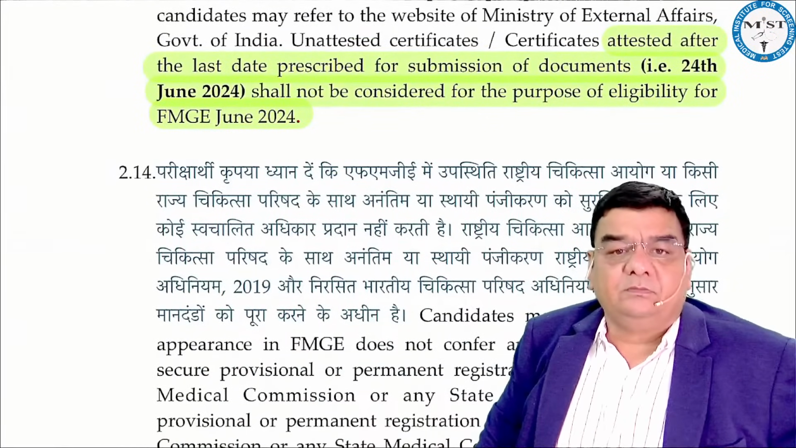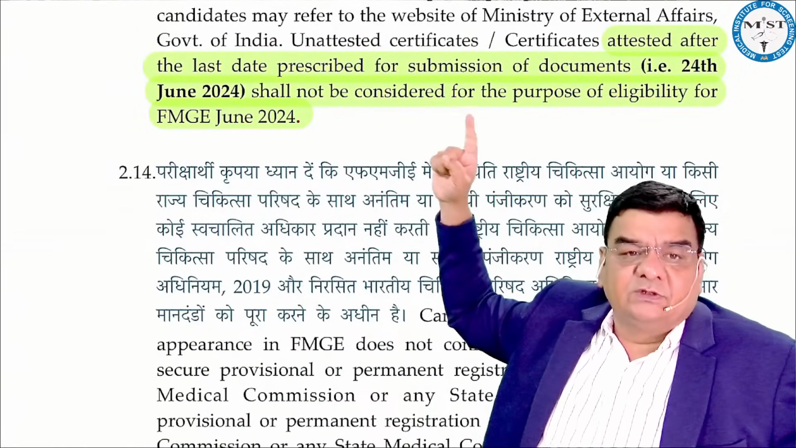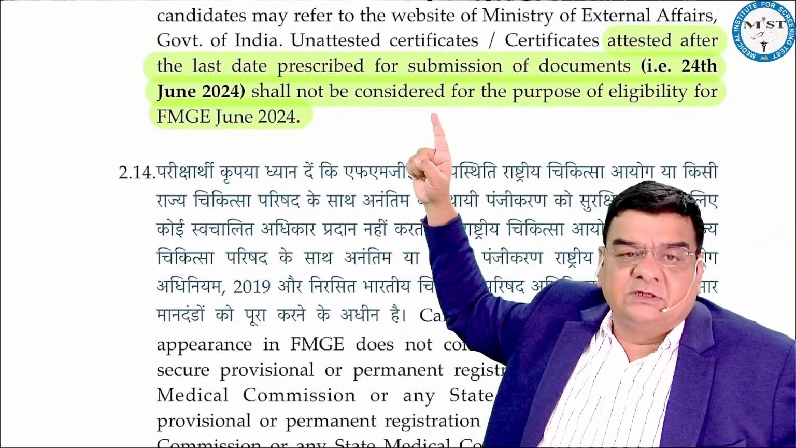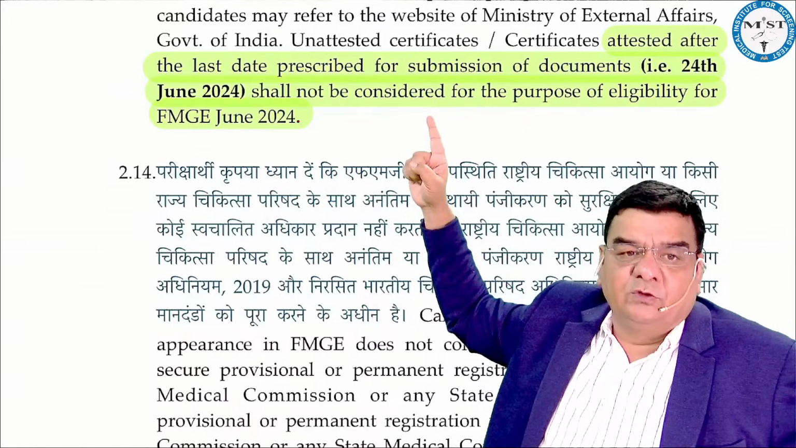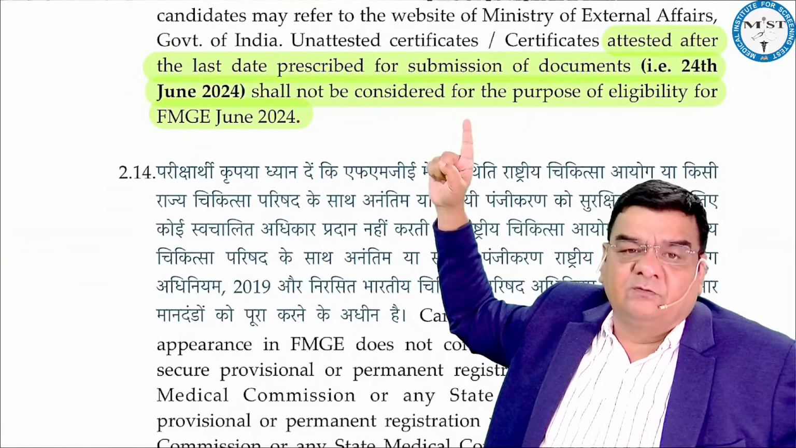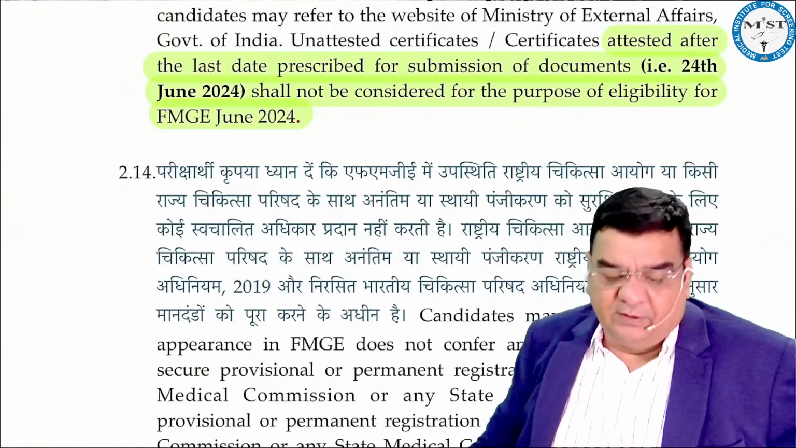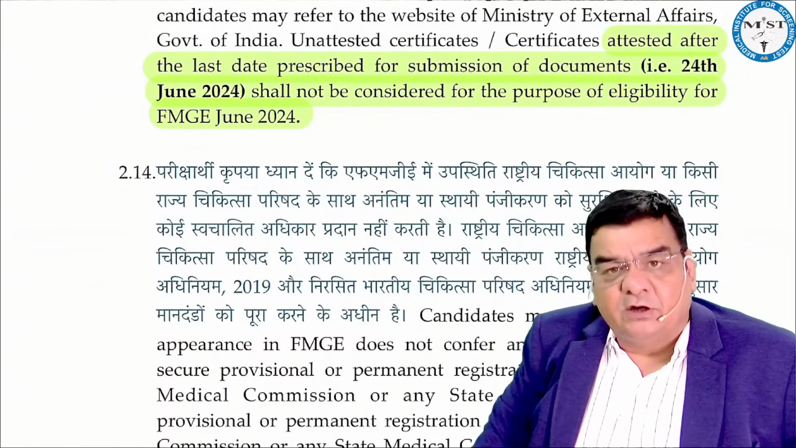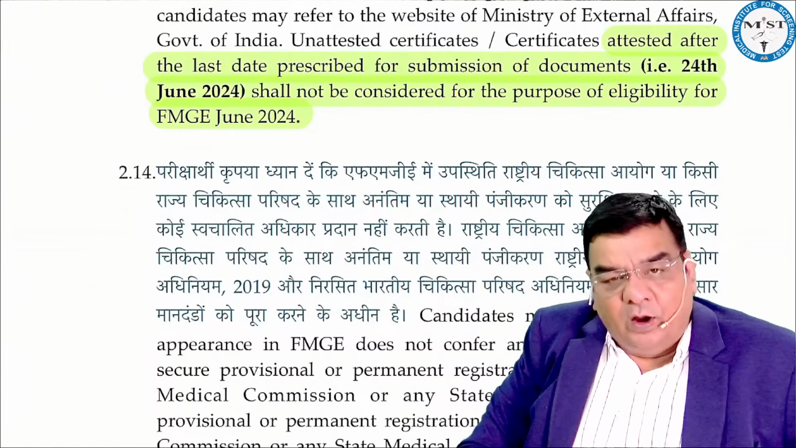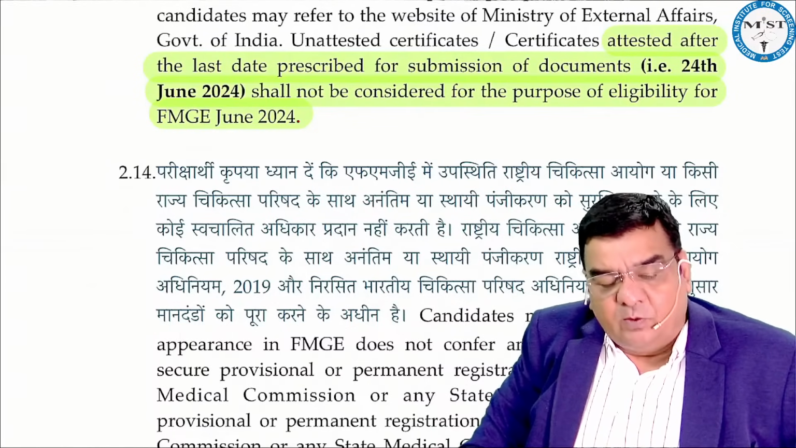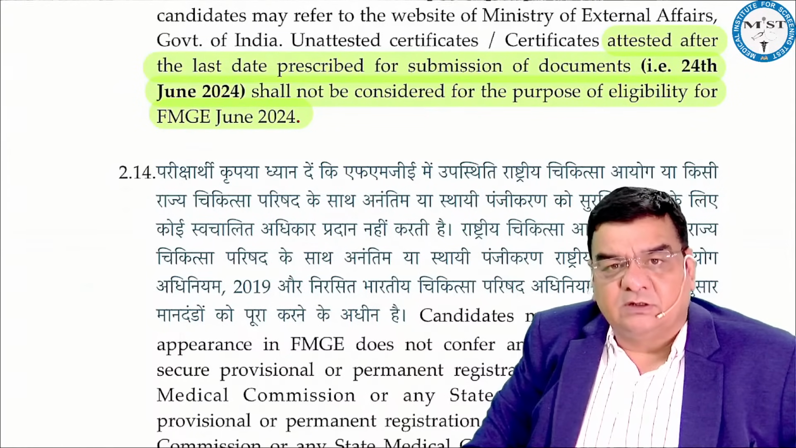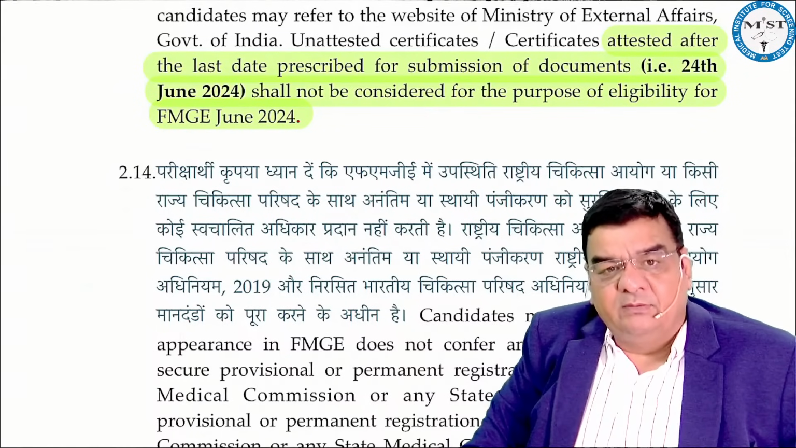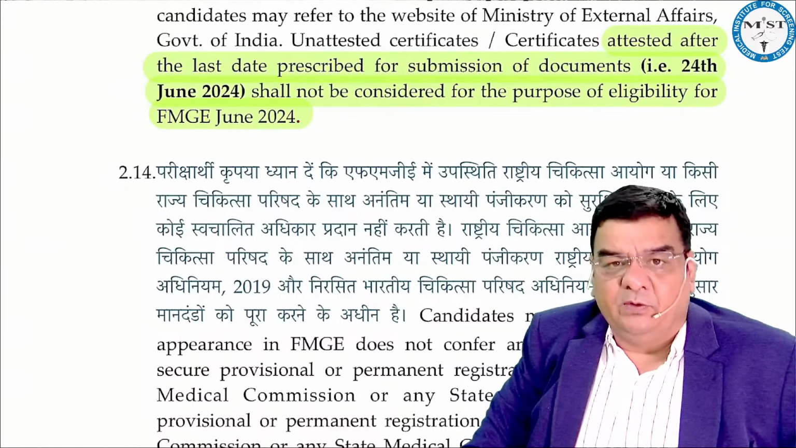Then certificates which are attested after the last date prescribed for submission, that is 24th June, shall not be considered for the purpose of eligibility. That means if by chance you are having any documents which are not apostilled, you have to speed up the process and get all those foreign documents apostilled by the concerned authority, and you have to submit them latest by 24th of June 2024.